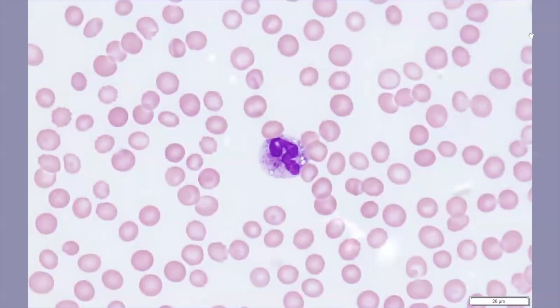Of note, ehrlichiosis is a different disease caused by a different organism called Ehrlichia chaffeensis, and is primarily seen in the southeast, south central, and mid-Atlantic regions of the United States. The morula of Ehrlichia are found in the monocytes instead of in the neutrophils.